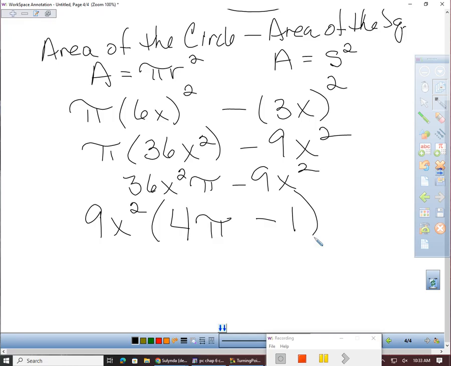All right, so we are doing page 495, 10 to 34 even. You guys still have lots of time in class. You'll be surprised how quickly this is going to fly.